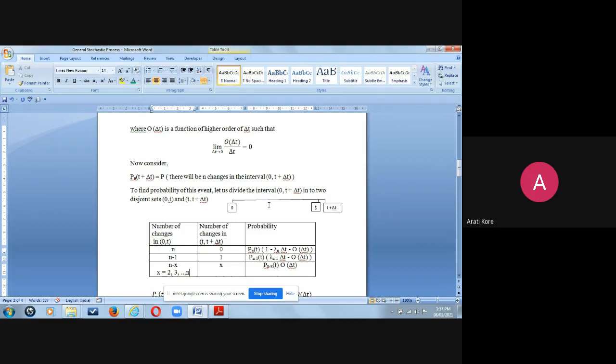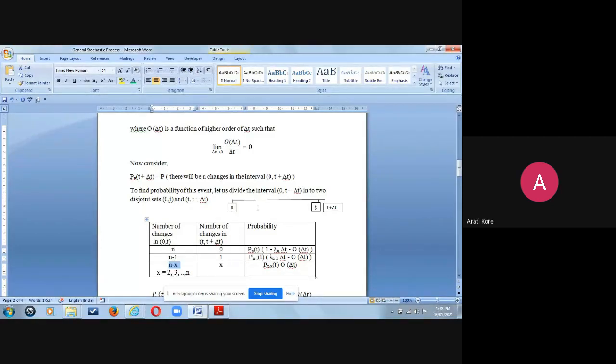And what other cases can there be? From here to here n minus 2 changes have happened, so here there should be 2 changes, because I want the total to be equal to n. From here to here n minus 3 changes have happened, so from here to here I want 3 changes. Can this happen? What will be its probability? That I am going to check, see over here. Okay, so all other cases I am listing over here, where n minus x takes values from 2 to n. So when x is n, what does it mean? From 0 to t, n minus n, meaning 0 changes have happened. Now what is the probability that in t to t plus delta t all n changes happen? Let's see.